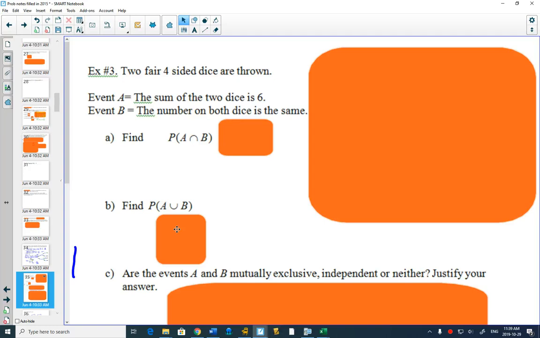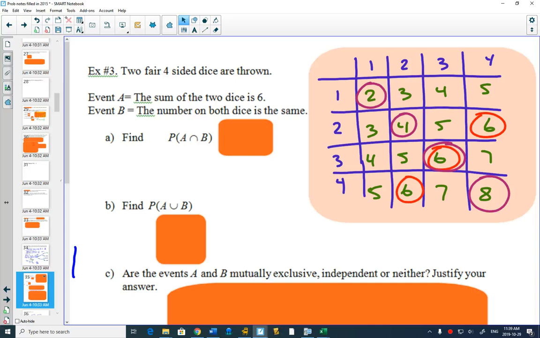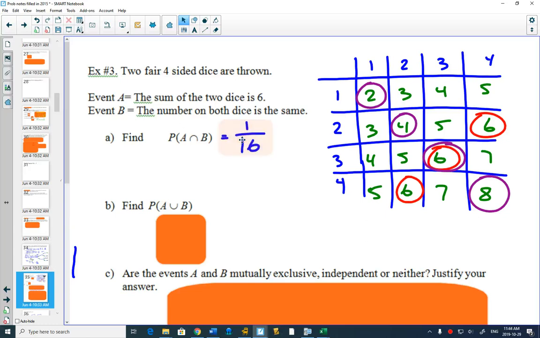Another one for you to try. Here is a 4-sided dice. Here's your sample space. I've got some circles on there to help you. Probability of A and B, did you get 1 out of 16? Okay, because there's only this one that's both of them. Probability of A or B, when you count up all your circles, that's 6 out of 16.